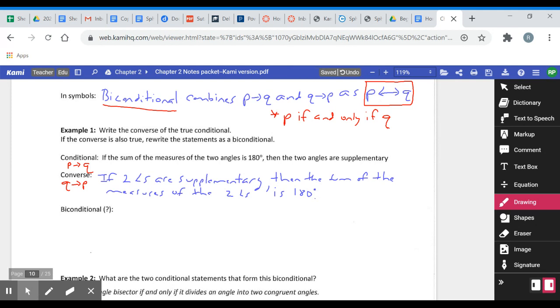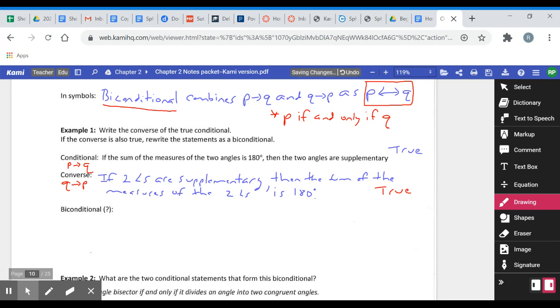Okay, and again, if we look back at the directions, it said write the converse, which we just did. It already told us that our conditional was true, it said of the true conditional. So they told us that's true, but if we read it, if the sum of the measures of two angles is 180, then the two angles are supplementary, we can tell that is a true statement. It says if the converse is also true, rewrite the statement as a biconditional. So we need to check that. We need to see if this converse is a true statement. So if we read that, if two angles are supplementary, then the sum of the measures of the two angles is 180. So that is a true statement. So I'm going to go ahead and write true.